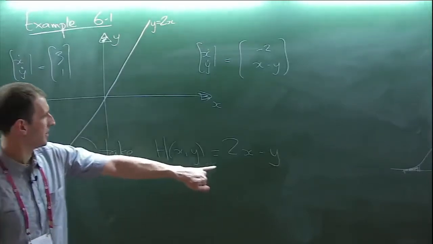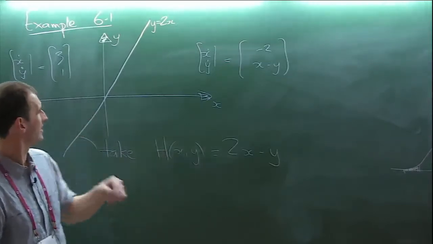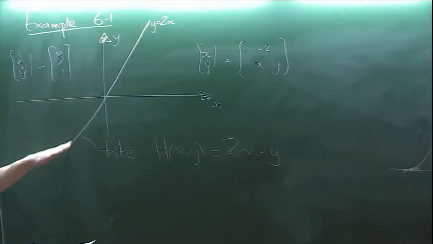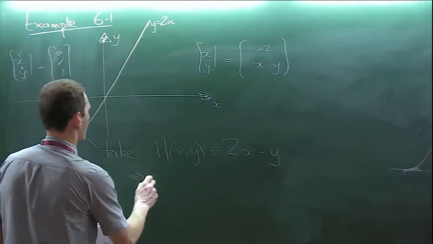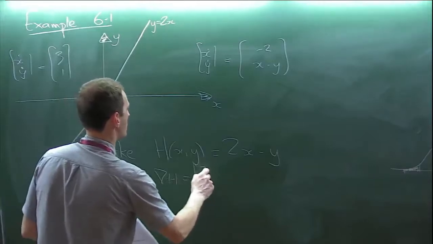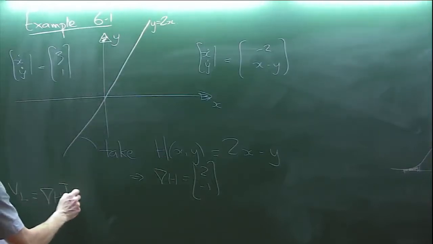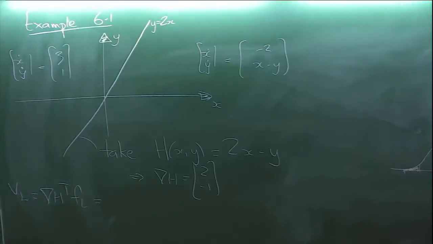I could take my function h to be this. You could take it to be some scale multiple of that, I suppose. The point is that this function is 0 on the given line y equals 2x. So the gradient vector is (2, -1). And so that's VL, which is this.